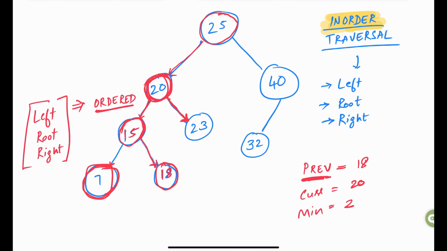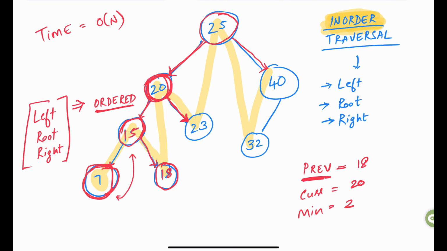Similarly, after processing node 23, we'll then process node 25 and all of the nodes on its right hand side. If you look at the sequence in which we processed the nodes, we started with 7, followed by 15, then 18, followed by 20, 23, 25, 32, and 40. You can see that all of these numbers are in ascending order. So we were processing the nodes in ascending order without having to run the sort operation.